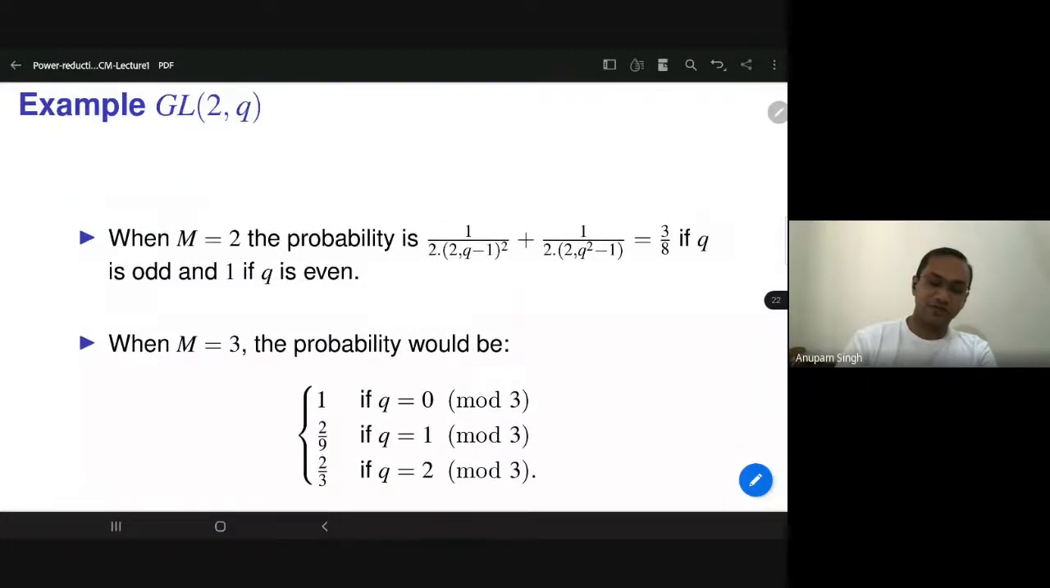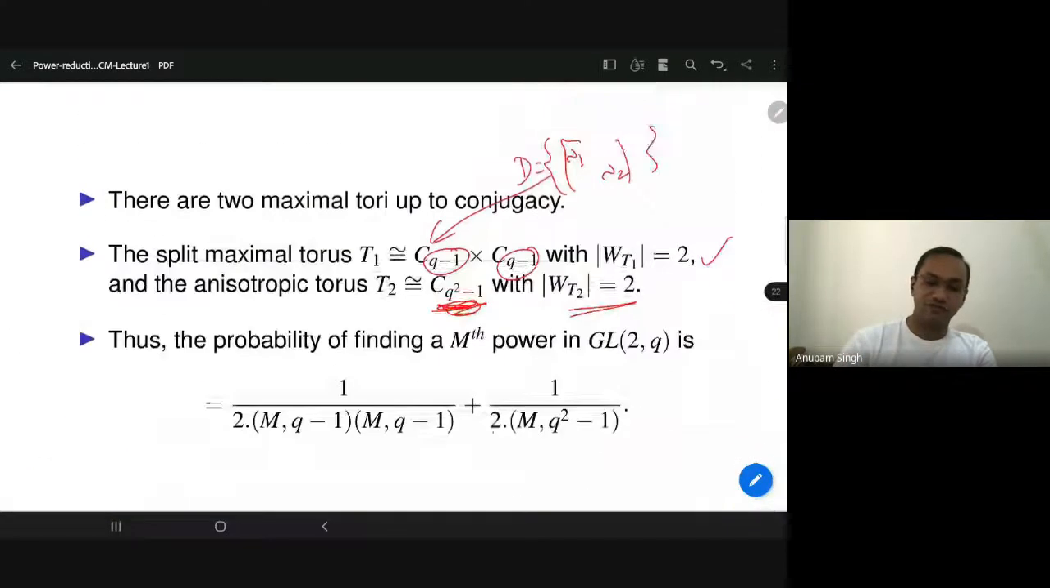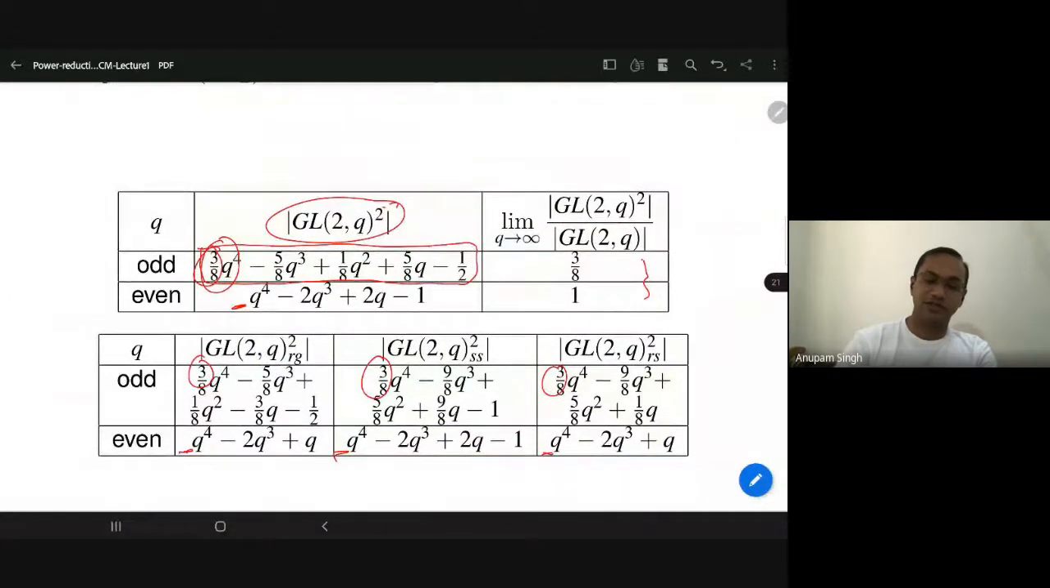Okay, so now what value does that formula give? If q was odd, you will see that it will give you 3 by 8. If q is odd, q minus 1 is even. So the first one will contribute 1 by 2 into 2 squared, so that is 1 by 8. And this one will contribute only 2, so that will give me 3 by 8. If q is even, you'll actually get 1 because this is odd. So (2, q-1) is just 1, and (2, q^2-1) is also 1. So half plus half is 1. So we exactly got the 3 by 8 and 1, which we had got by the brute force method here.